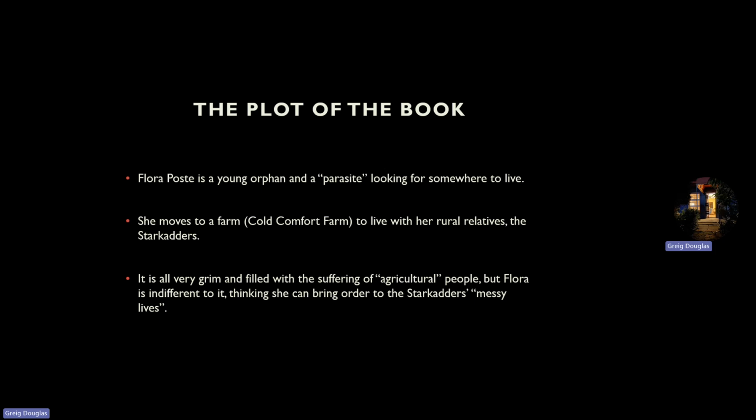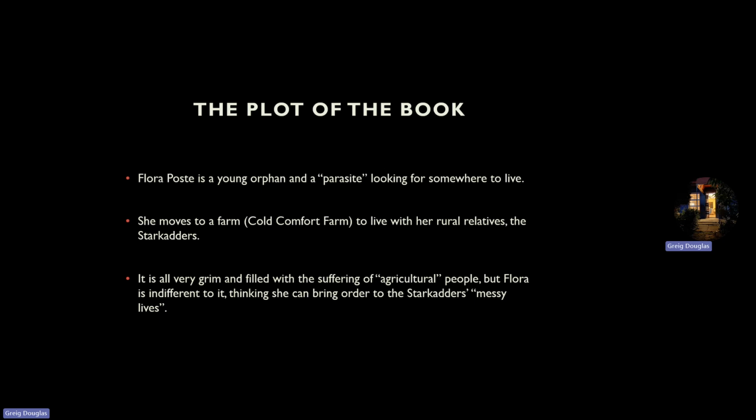The plot of the book is that the young heroine, Flora Post, is a young orphan and a "parasite" looking for somewhere to live because her parents have died. She has no means, she has no money, she has to find a way to live. So she moves to a farm called Cold Comfort Farm, where her rural relatives live.